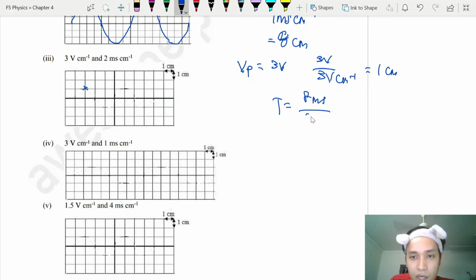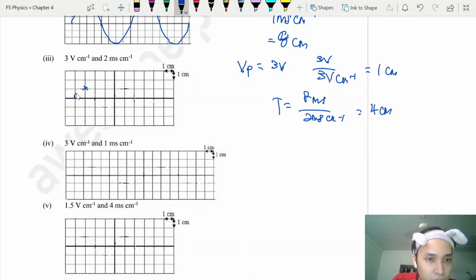Alright, 2 milliseconds per centimeter, same thing. 8 divided by 2, you get 4. Meaning one wave is 4 boxes, 4 cm. So meaning like this. Maybe I draw not very nice now.